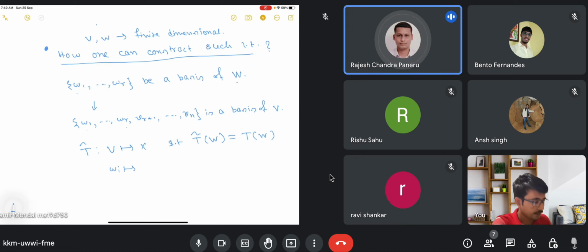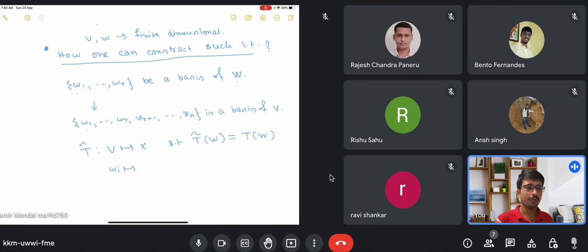We can map all elements v_{r+1} to v_n to 0. Yeah, this is your obvious choice. So you are telling that at first define on W, then we'll go for v_{r+1} to v_n. Please at first define on this set because we need this one.